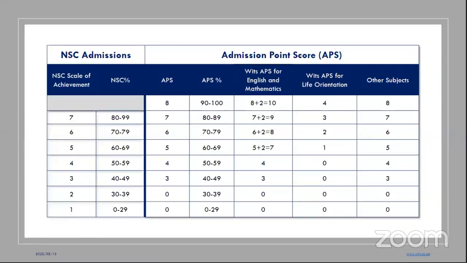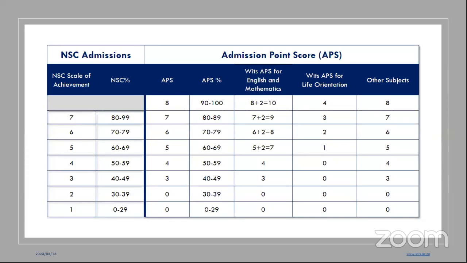Now, let's go into the admission points. NSC gives you certain scales in terms of what you get when you write your exams. As much as we also look into those scales, we also look into our own Wits scaling. This is how we give you points. Anything between levels 1 and 2, which is your 0 to 39, we don't give you any points. Just keep that in mind. We start counting your points from level 3, with the exception of life orientation.